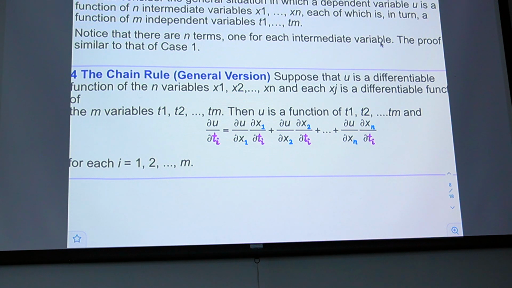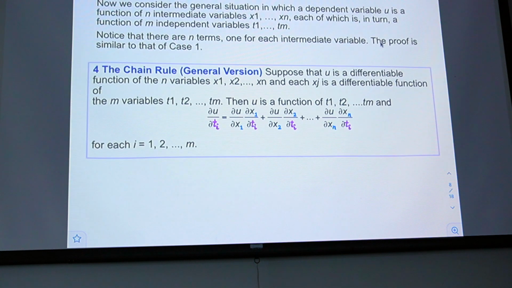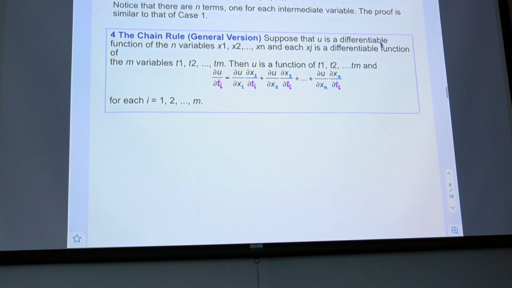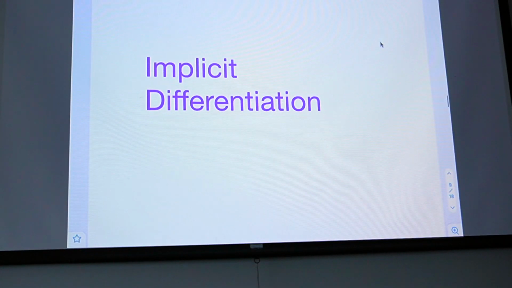But don't worry, we are not going to go that far. I think we will maybe only go up to three variables here, and this one maybe up to two variables. But it's good to know this general version.